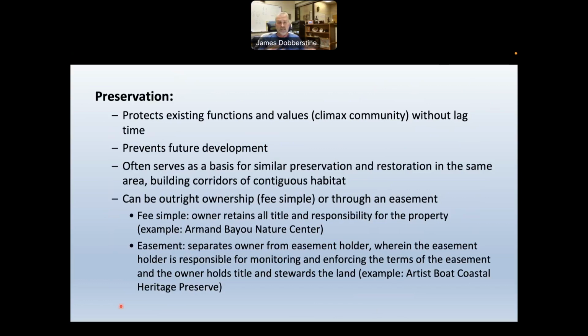Other times it's contingent in order to get grant funds, especially for nonprofit organizations. An example in Galveston is the Artist Boat Coastal Heritage Preserve, which is owned by the Artist Boat. They hold the title and steward the land, but there's a conservation easement on that property held by another entity that works with them to go out and do studies.